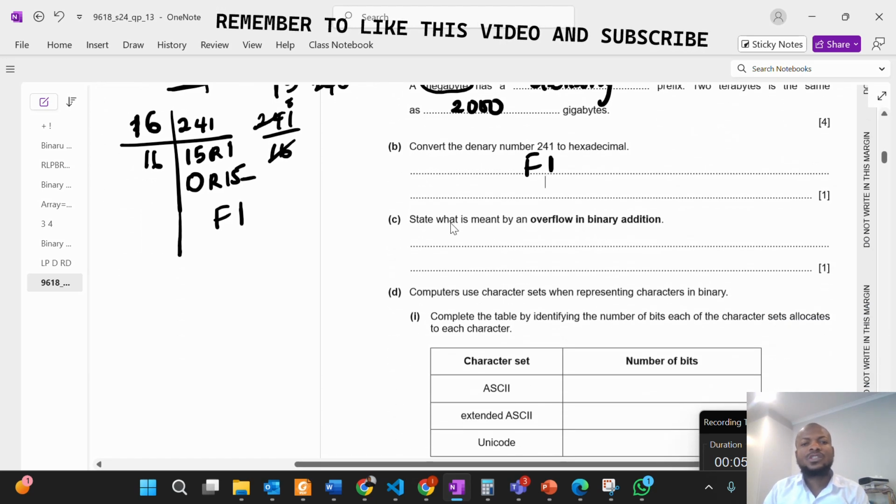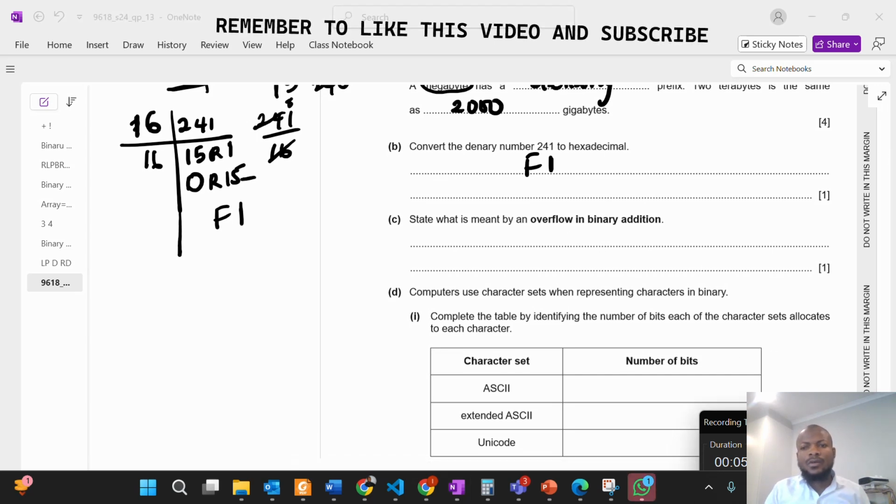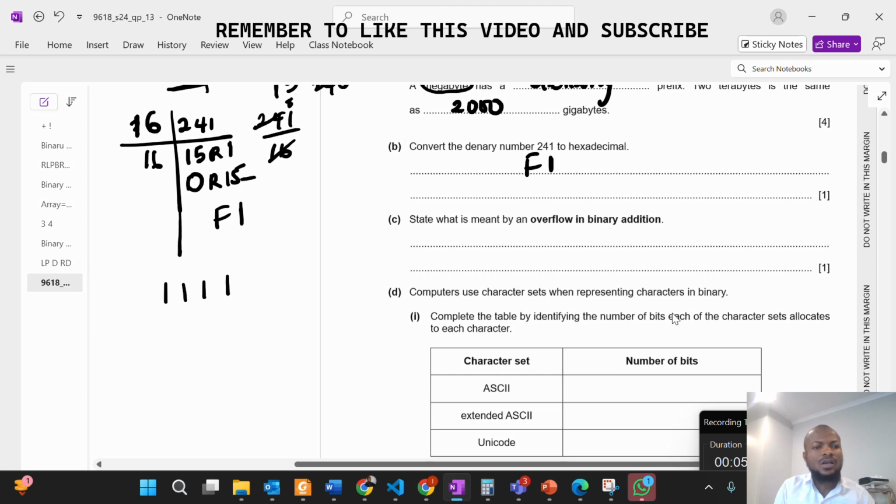So the next thing: state what is meant by an overflow in binary addition. So in binary addition, when you're adding two binary numbers, let's take for example, you're adding 1111 and 0001, okay?